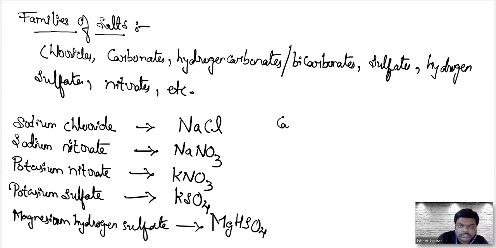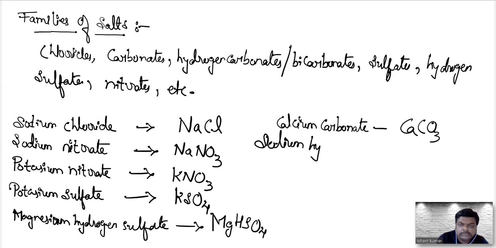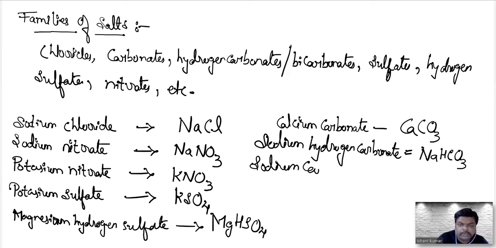calcium carbonate, CaCO3. Okay, sodium hydrogen carbonate. Then its formula will become NaHCO3. But when we are forming sodium carbonate, then two atoms of sodium will be required here.